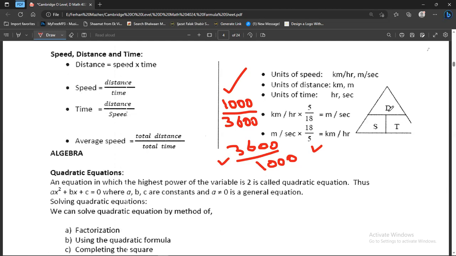And if you want to find out the time, it will be distance divided by speed. This is the beauty of this triangle, if you have understood what I'm saying.